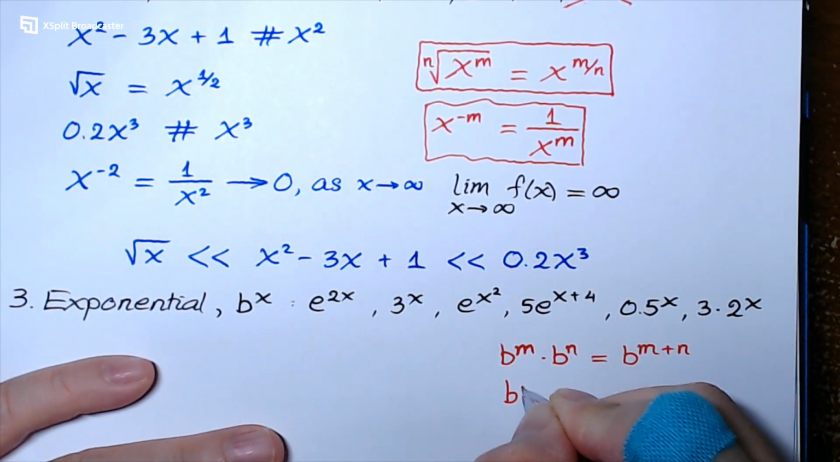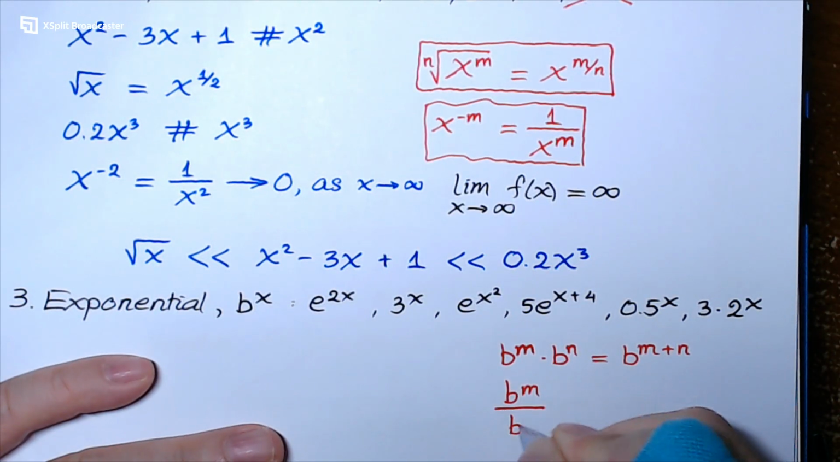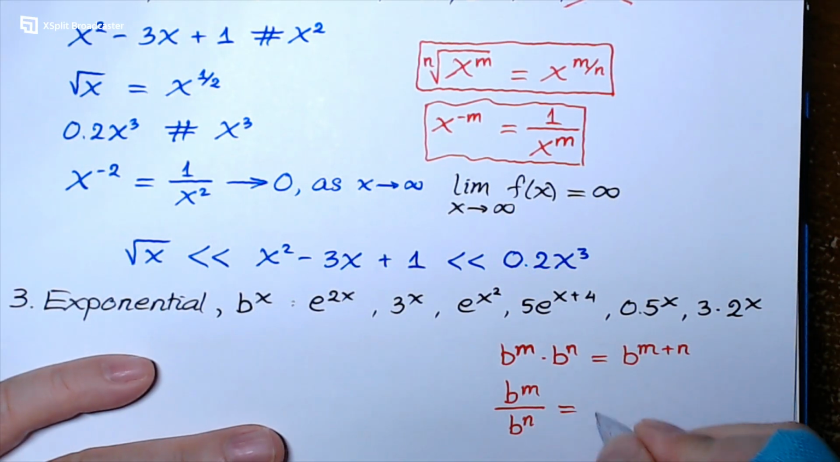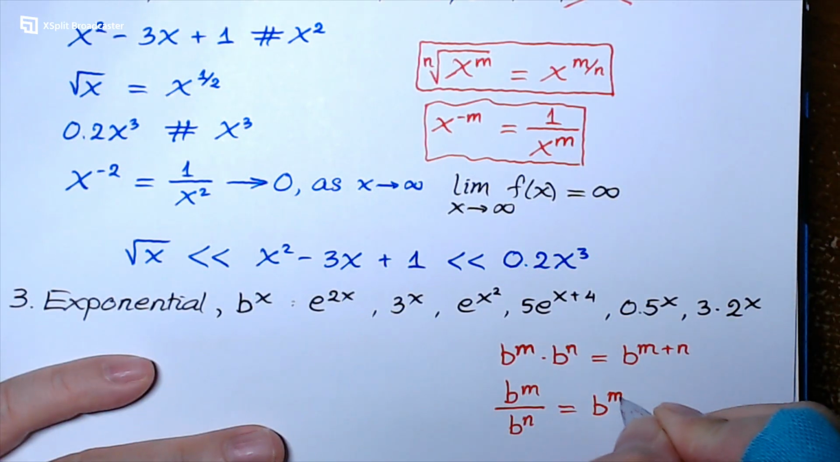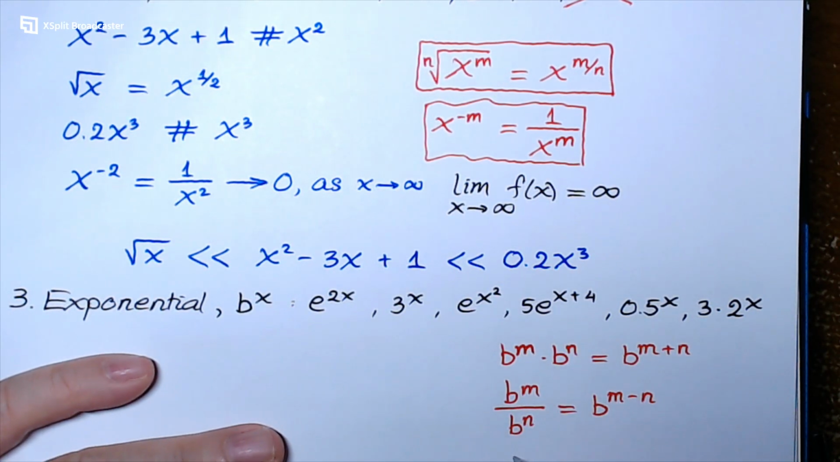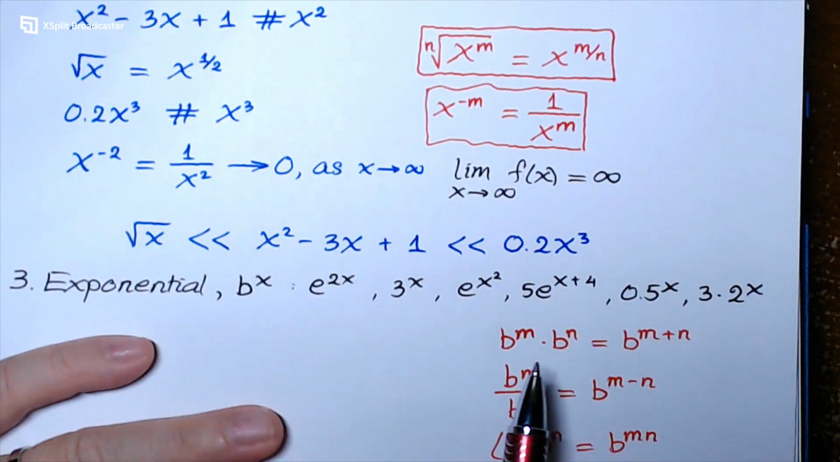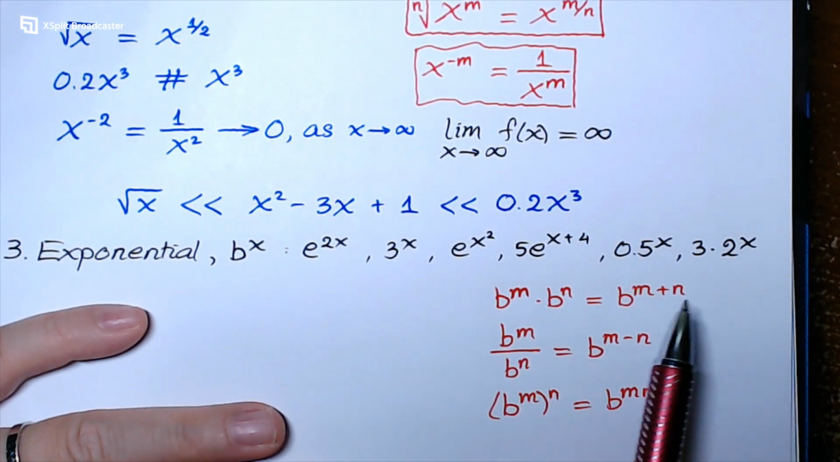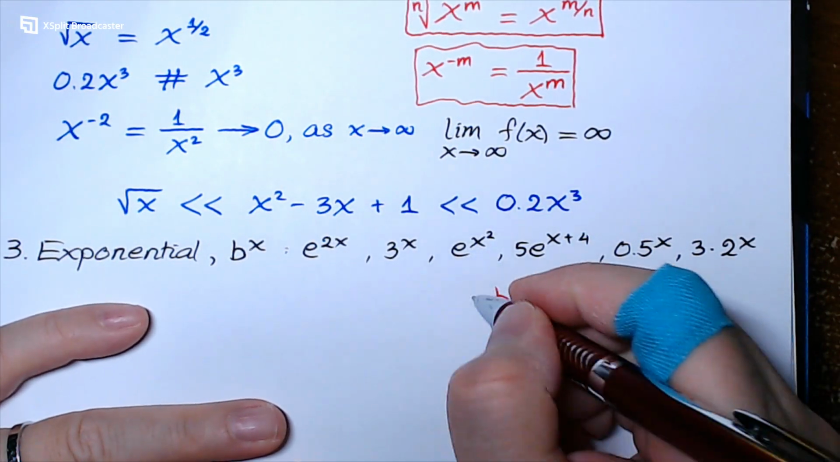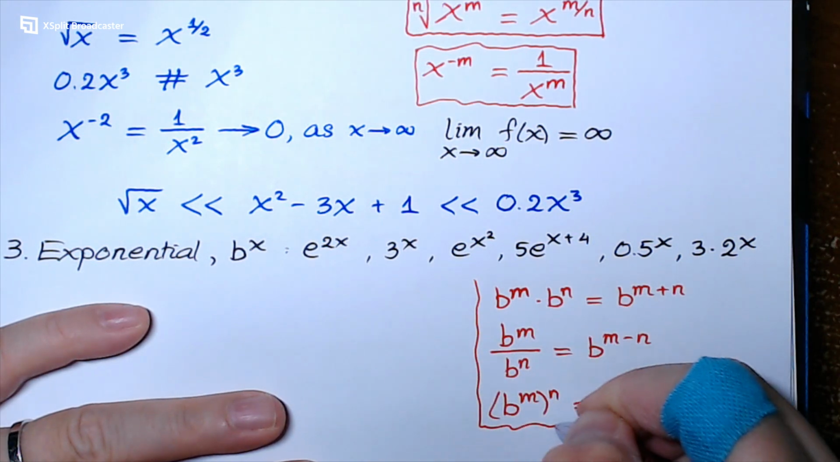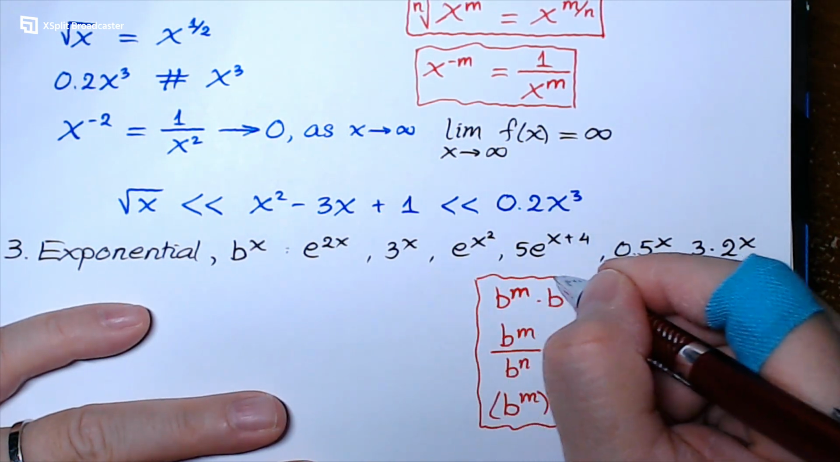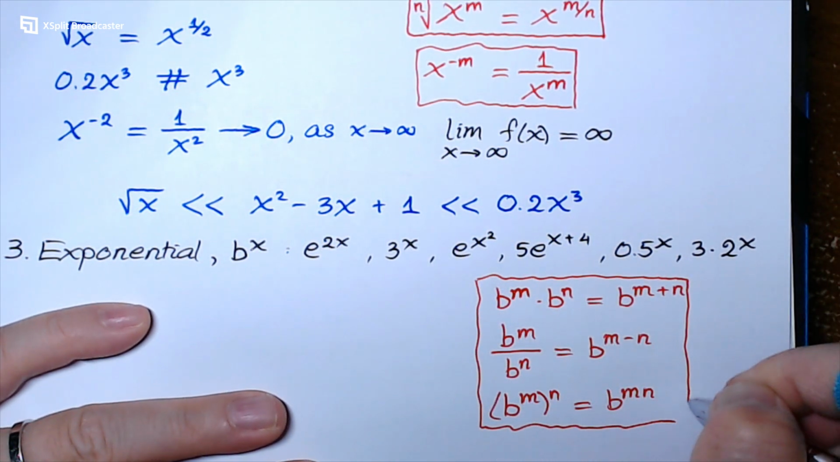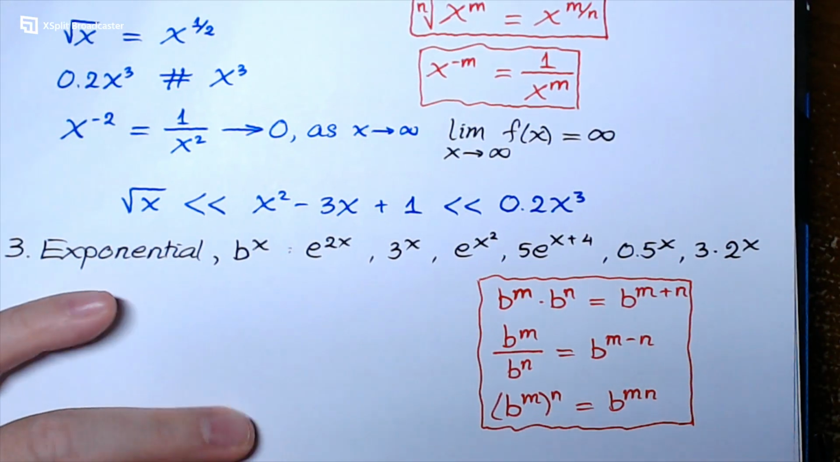And if we divide, we subtract. And power to another power, we multiply. Usually we can go from the left to the right, but we can go from the right to left in this equation. So pretty much every formula, every equation, we can go from one side to the other. It doesn't matter, left to right or right to left.